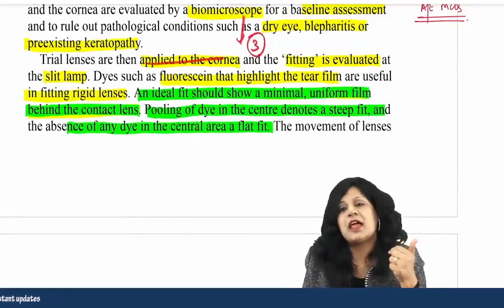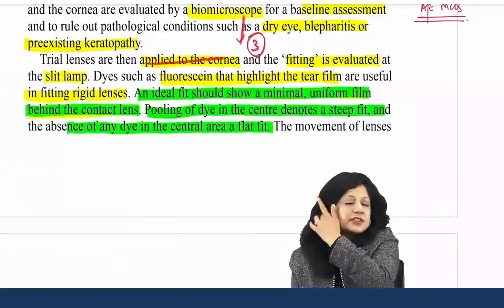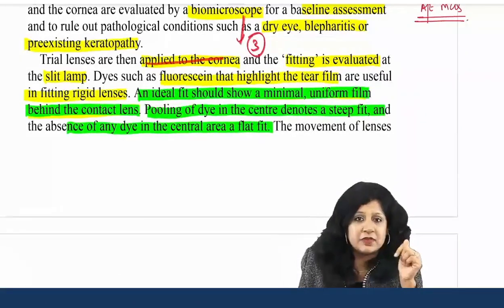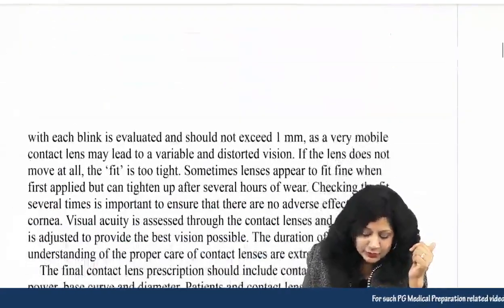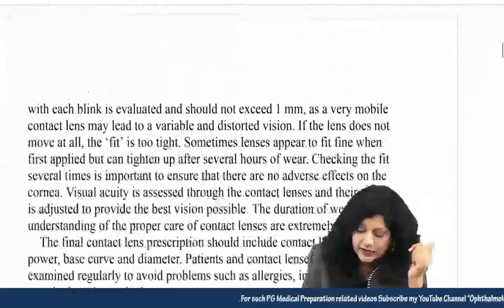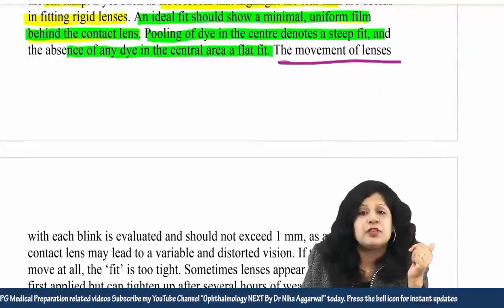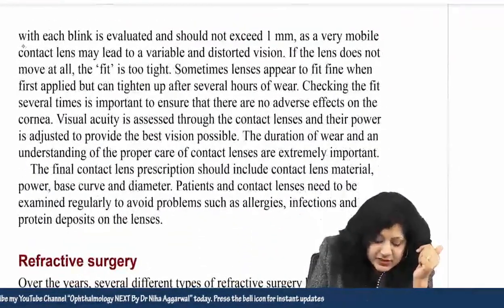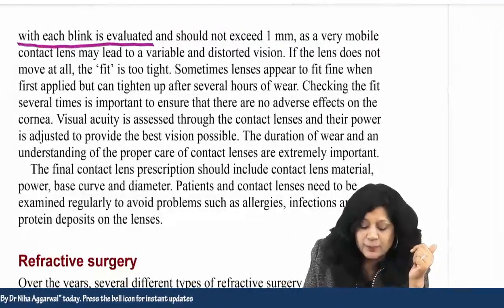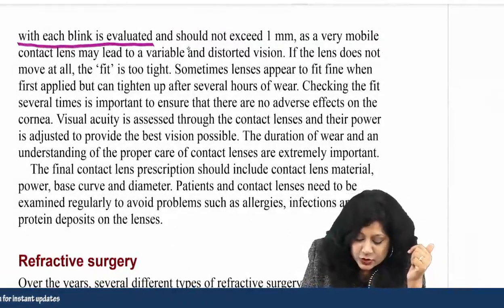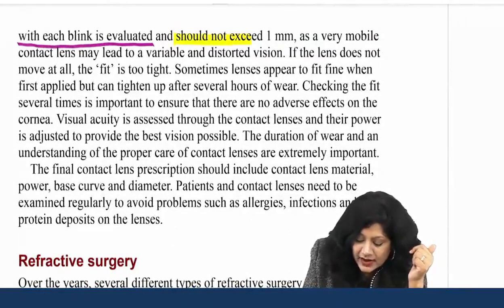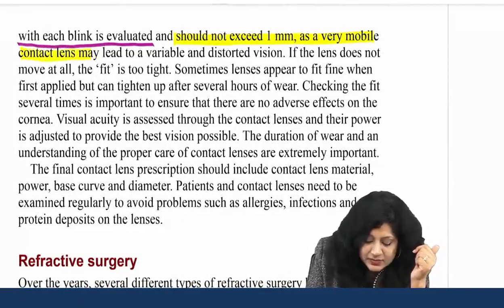So we have to actually assess the kind of fit the person is having with that contact lens, the movement of the lenses with each blink. Another important thing that you have to evaluate is the movement of the lenses. Movement of the lenses with each blink is also evaluated, and it should not exceed 1 mm, as very mobile contact lenses may also lead to variable and distorted vision.